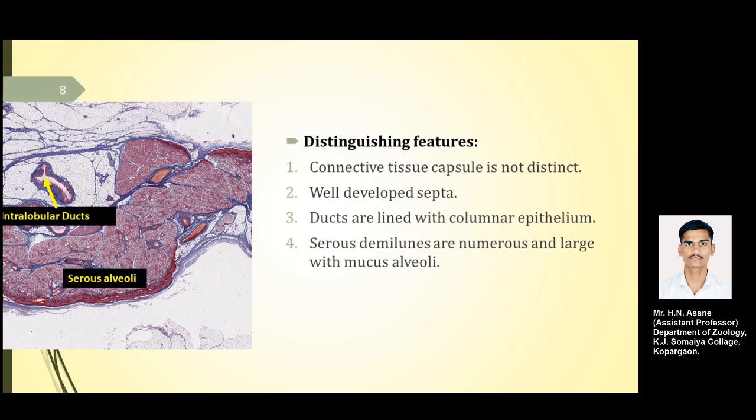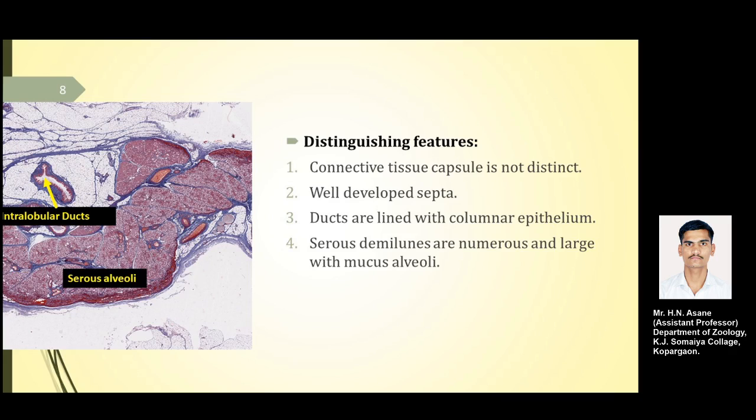Okay, so as you can see, the serous alveoli cells provide the watery fluid-like substance, that is nothing but the saliva. Okay, so as you can see the distinguishing features of the salivary glands, the third type of the salivary gland is nothing but the sublingual gland.